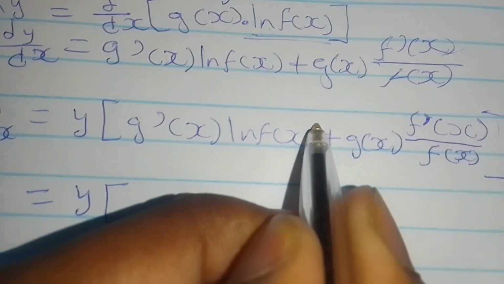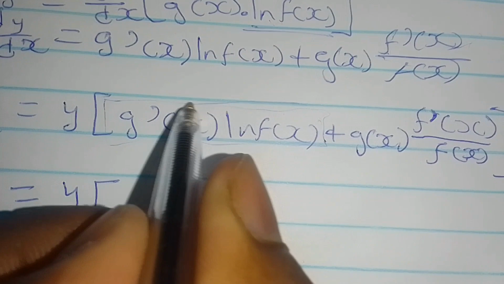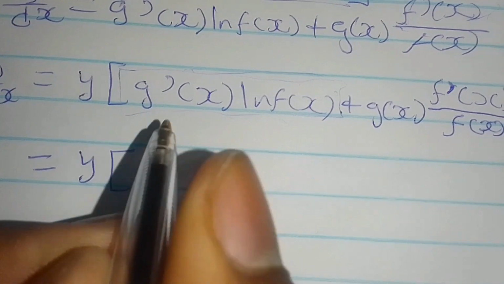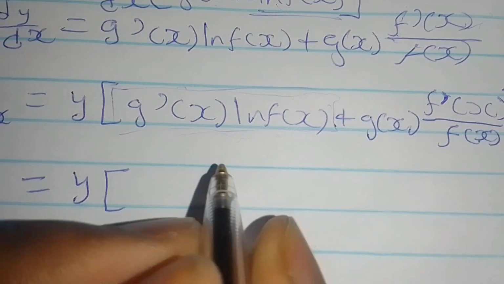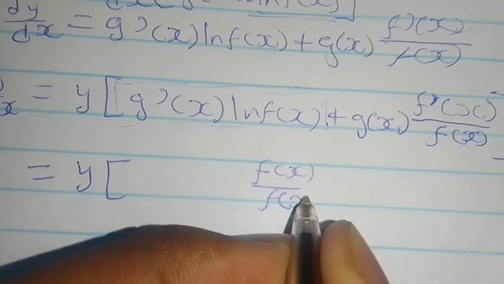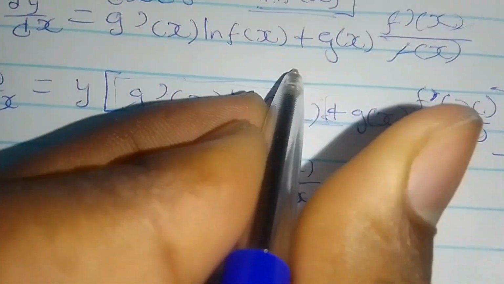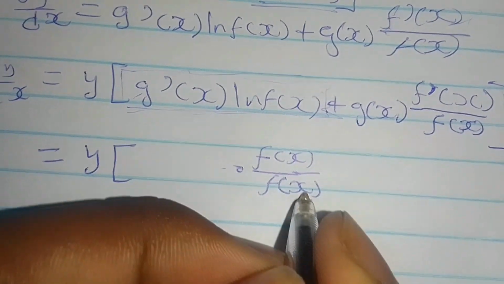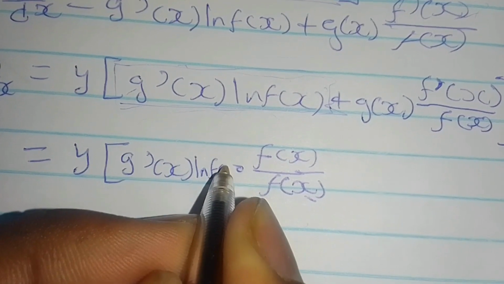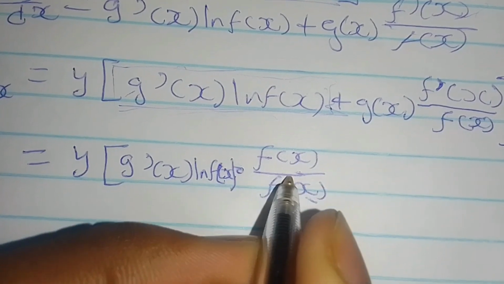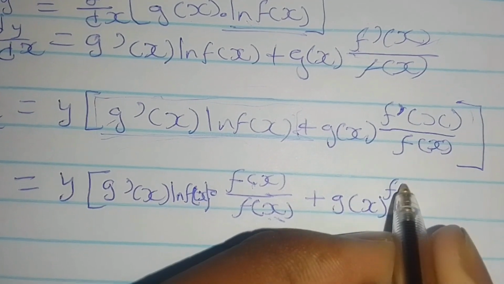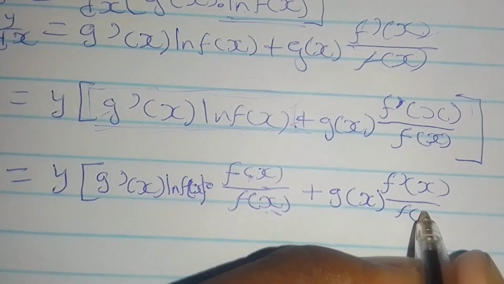Do you agree that if I multiply this by 1, it's not going to change anything? Because multiplying any number by 1 just gives us that number. Meaning I can multiply this by 1 and it still won't change anything. But I know that f of x divided by f of x is basically 1. So I'm going to multiply this term by 1, which is f of x divided by f of x. So I'm going to have g prime of x, natural log of f of x, multiplied by f of x divided by f of x, plus g of x multiplied by f prime of x divided by f of x.